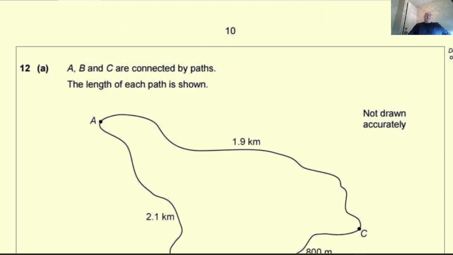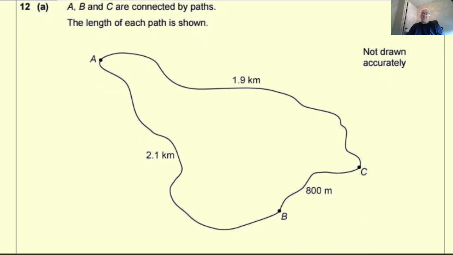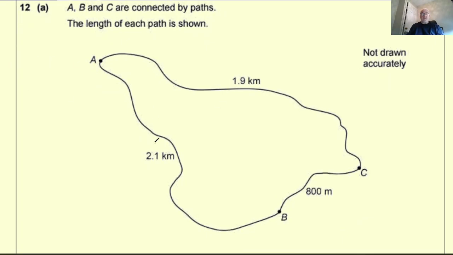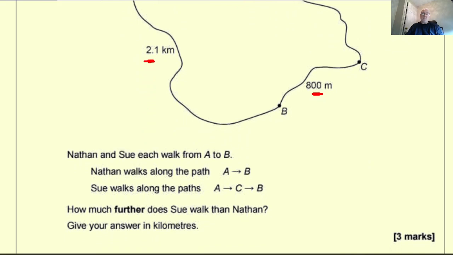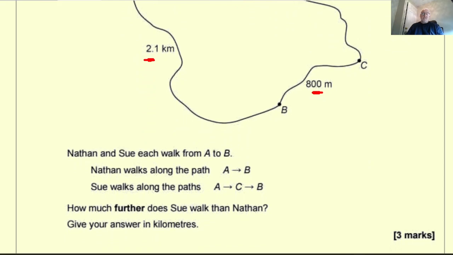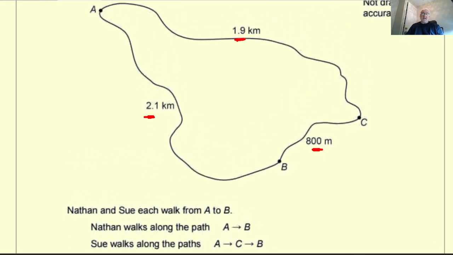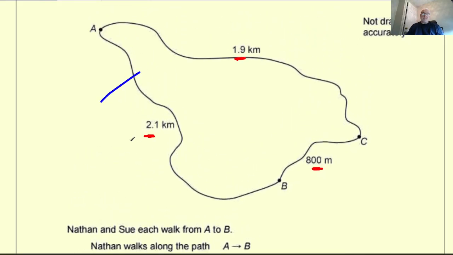Question 12a. A, B and C are connected by paths. Okay, so when we're looking at this question, we're thinking, well, we've got 3 different paths. That's A to B, that's A to C, and that bit there is B to C. Okay, so that's what I see in the question. Next bit, Nathan and Sue each walk from A to B. Okay, so Nathan walks along the path A to B, so Nathan goes on this one here, so that's Nathan's path.